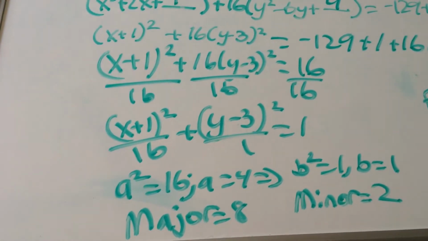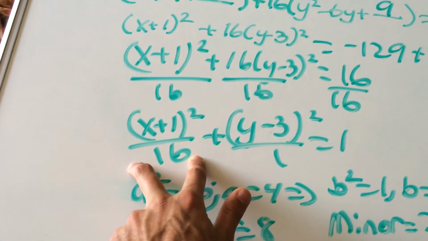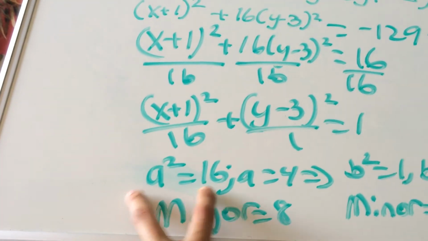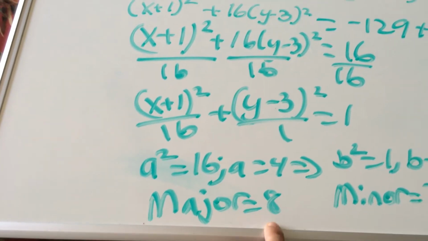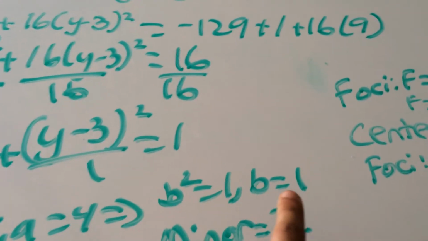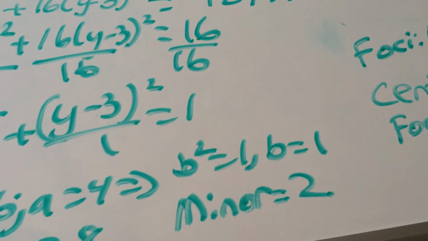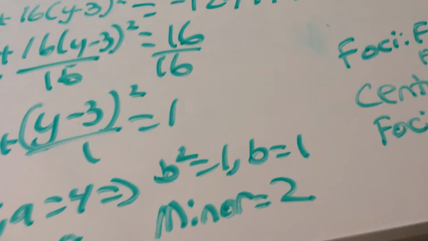Now they want me to find the length of the major and minor axes. Well, a squared must be 16. Remember, a squared is always the bigger one. A squared is 16, so a is equal to 4. So the major axis, which is 2a, would be 8. Here we've got b squared, of course, is equal to 1. That means b is also equal to 1, because 1 squared is 1. So the minor axis is 2 times b. 2 times 1 is obviously 2.